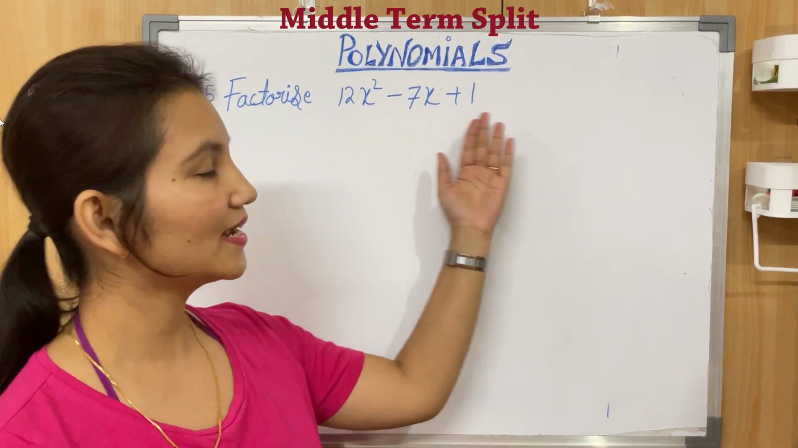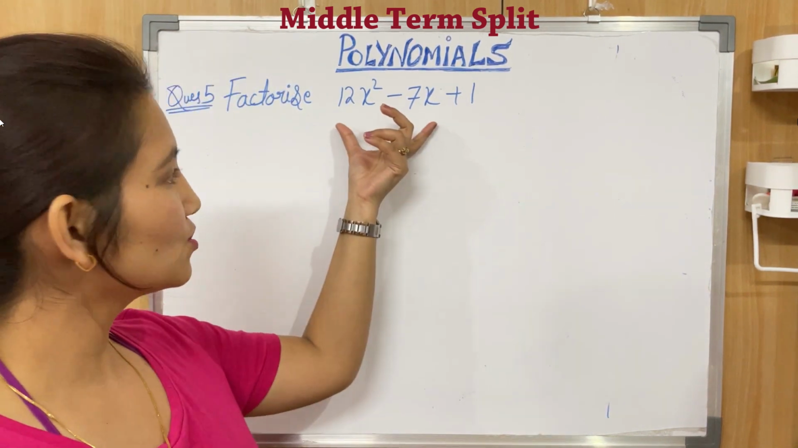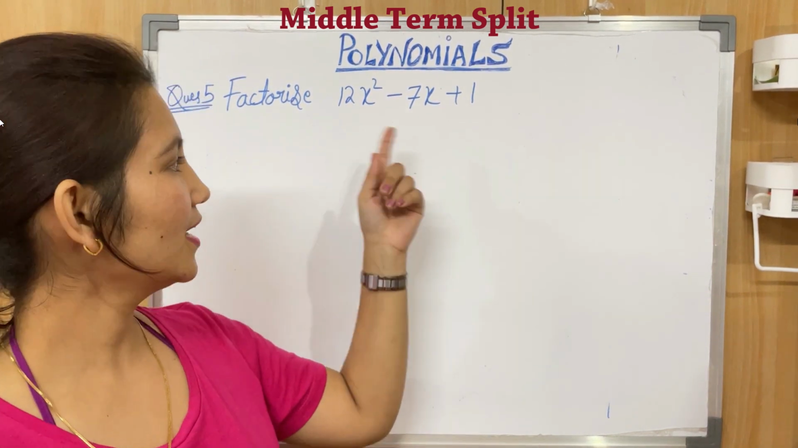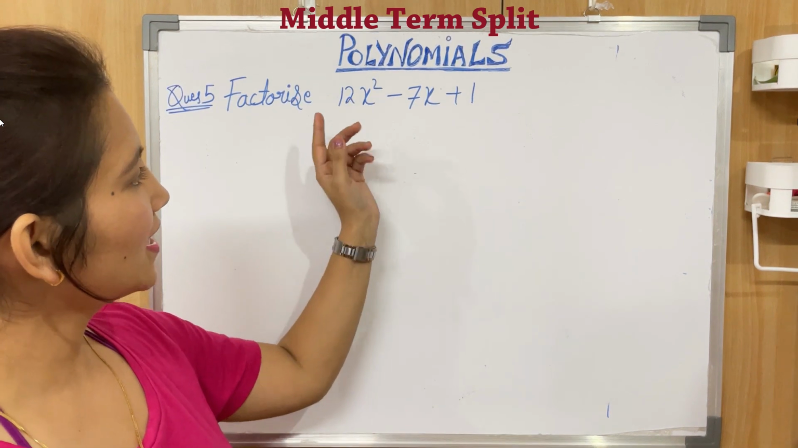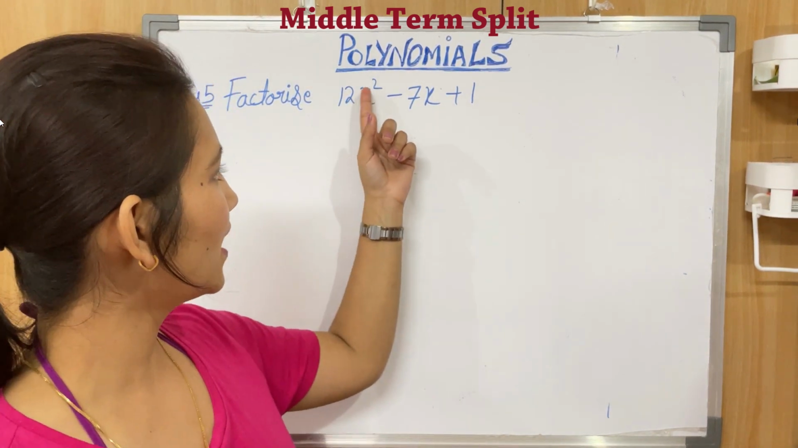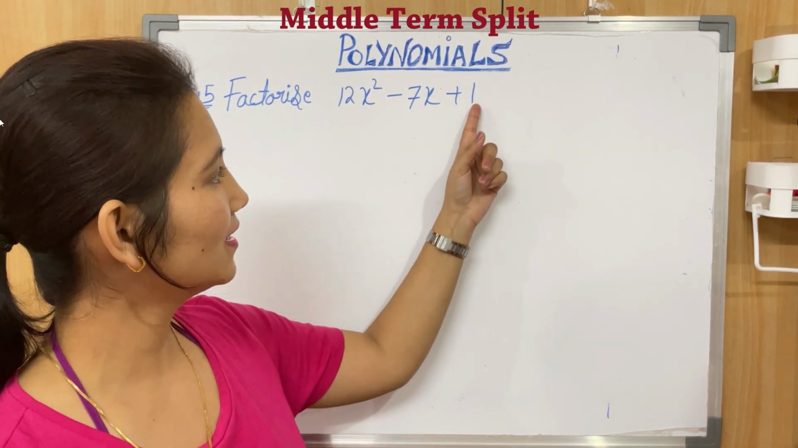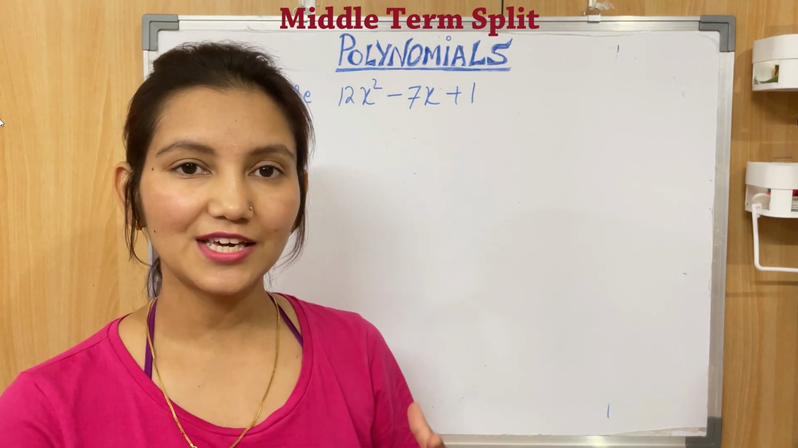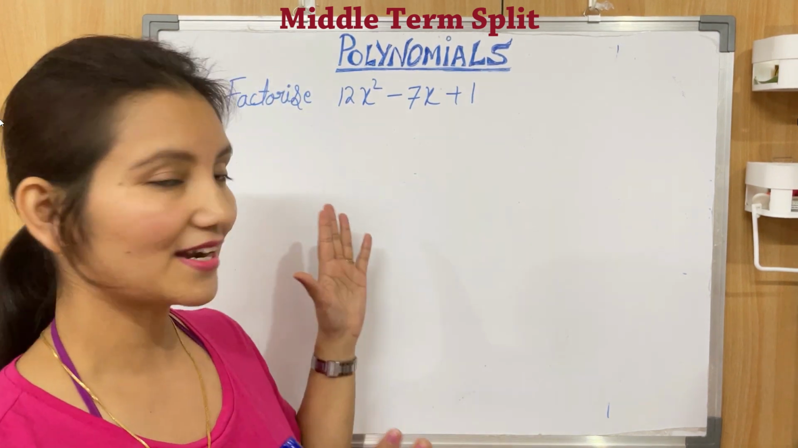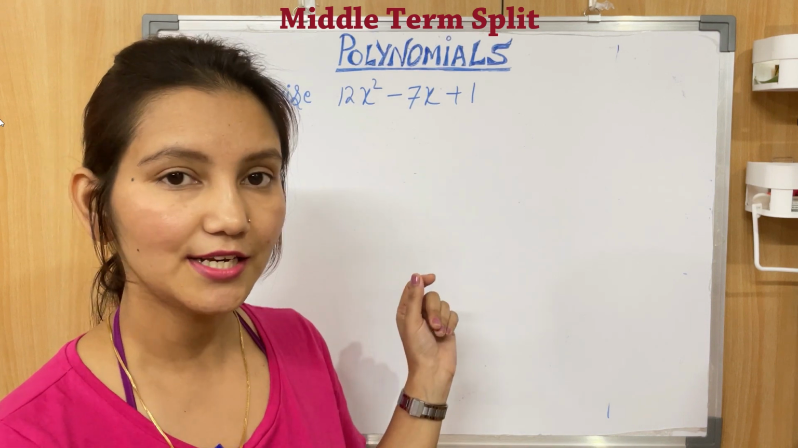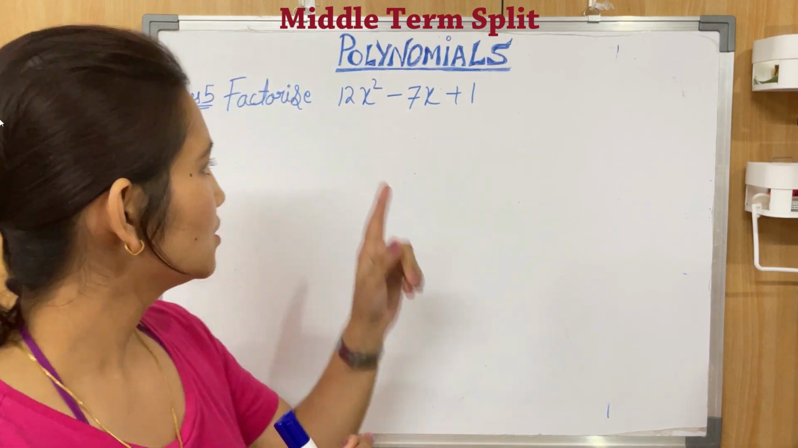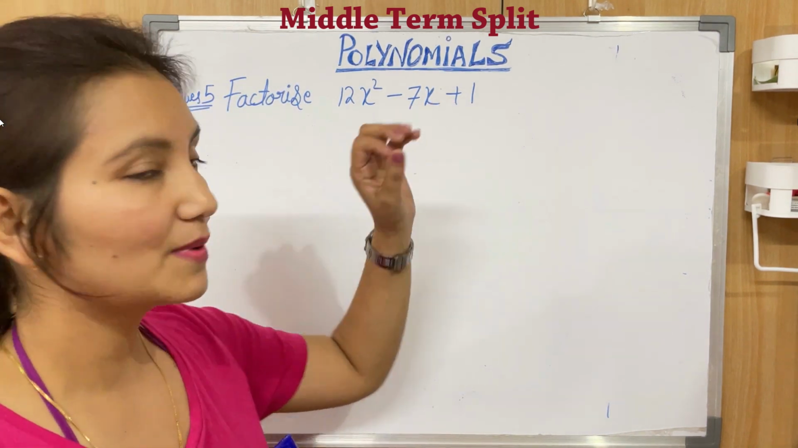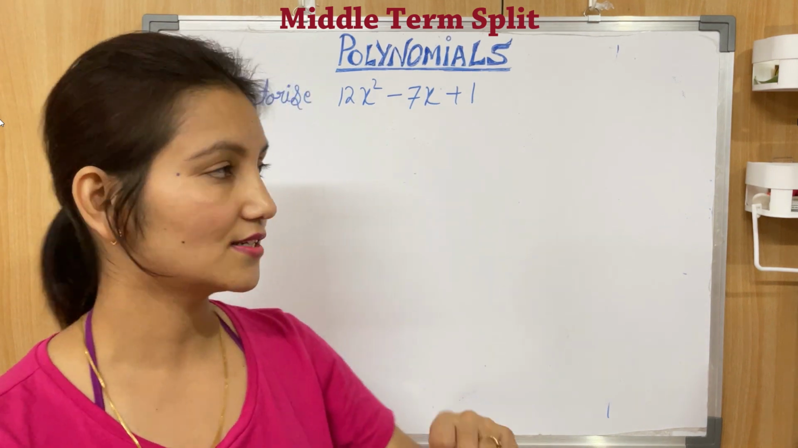You have to factorize this. You can see that this is also a quadratic equation, and it is in the standard form: square term, then the single variable, and then the constant term. So we can factorize this using middle term split. How are we going to do this? This is 12x square minus 7x plus 1. We need to factorize it.